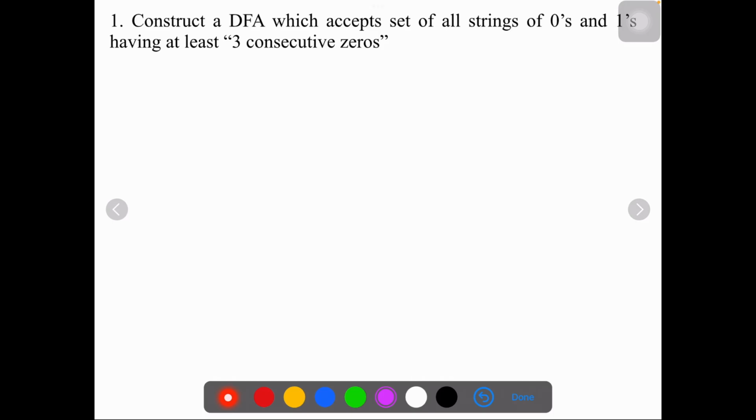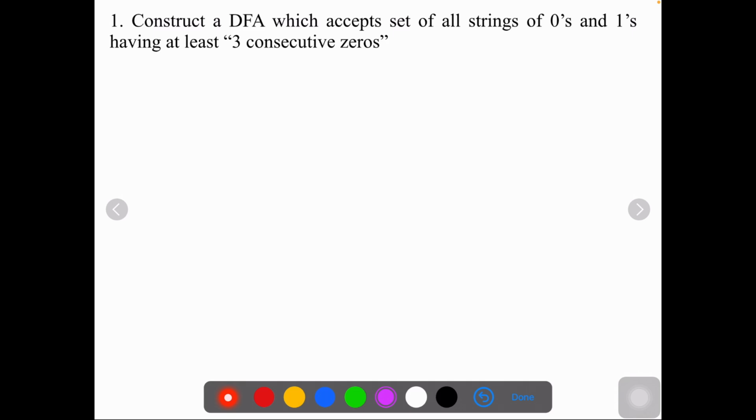Right. So let us move to the first problem of our finite state machine. Construct a DFA which accepts the set of all strings of zeros and ones having at least 3 consecutive zeros. So you look at the statement of the problem. It accepts strings of zeros and ones, but at the same time it must have 3 consecutive zeros.